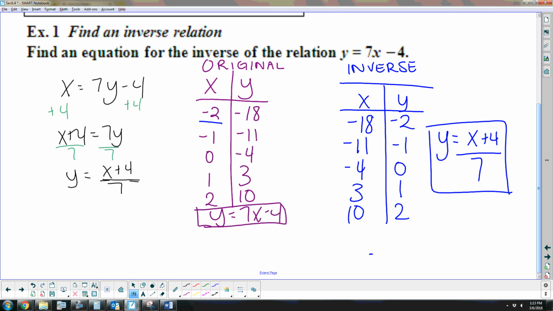So -2, we're just going to look at y as -2. -2 equals -18 plus 4 divided by 7. So -18 plus 4 is -14, divided by 7, which is -2. So that will work with any of those x and y values in that table using that inverse relation that we just found.